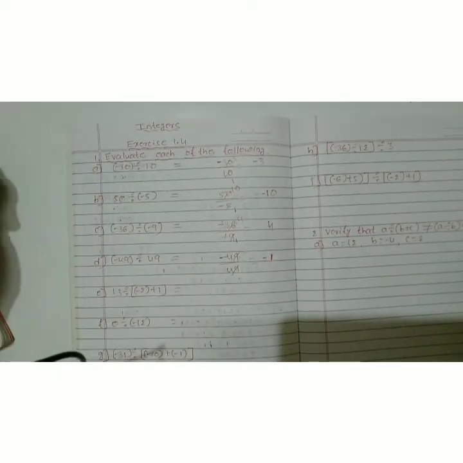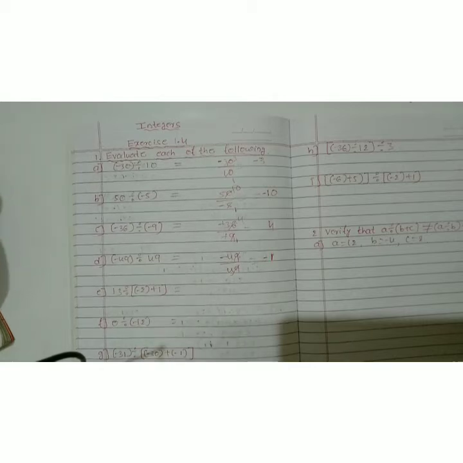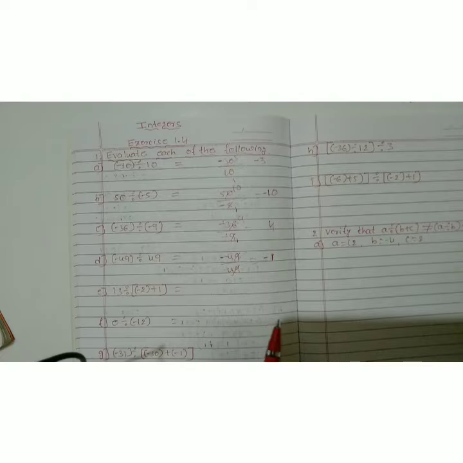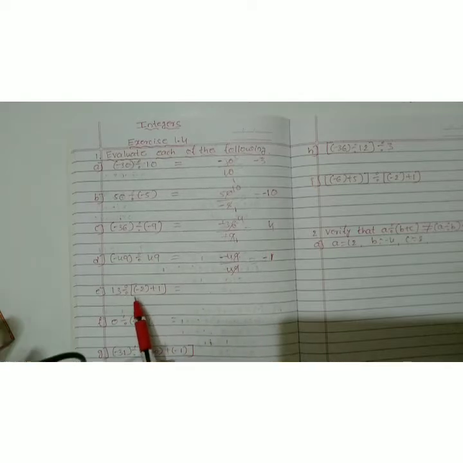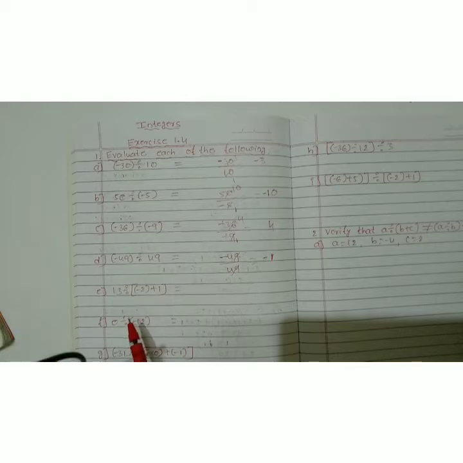So next, come to part E: 13 divided by the bracket of minus 2 plus 1. In this type of question, we first have to ignore the signs, look for the greater number and the smaller number, and subtract the smaller number from the greater number. Then we will get the answer.